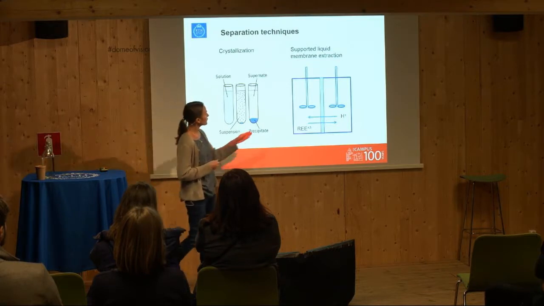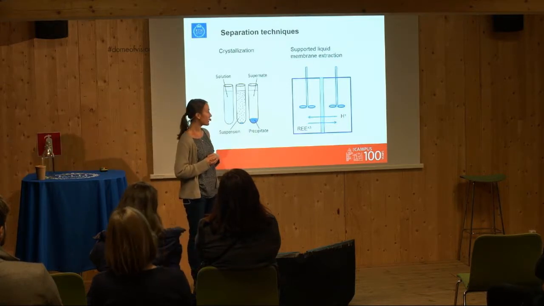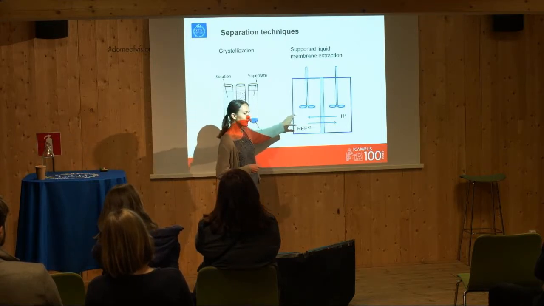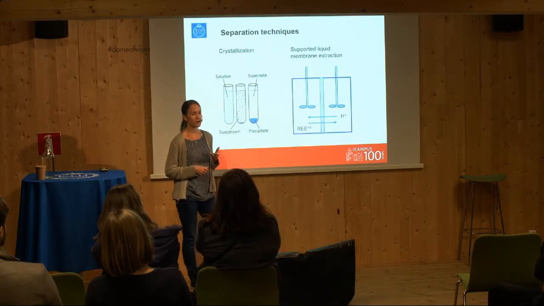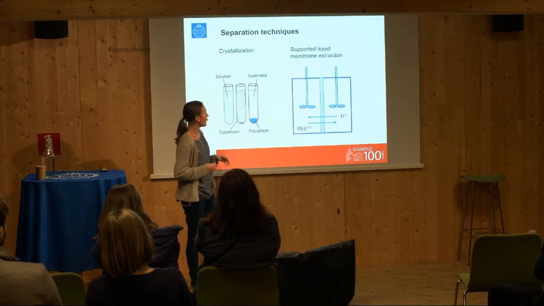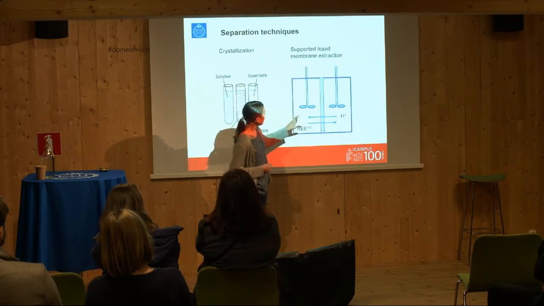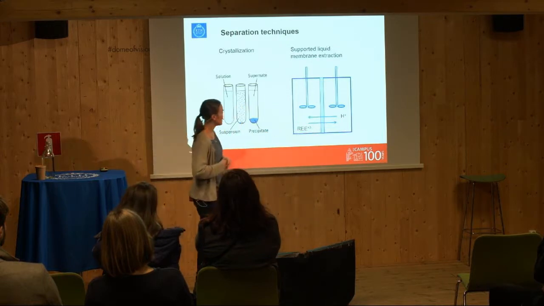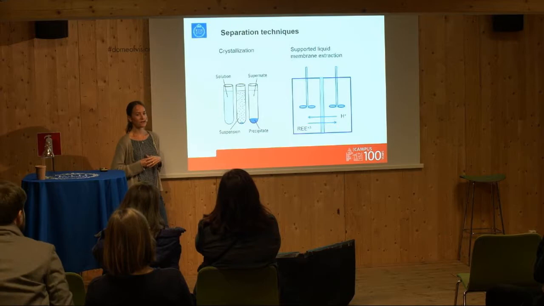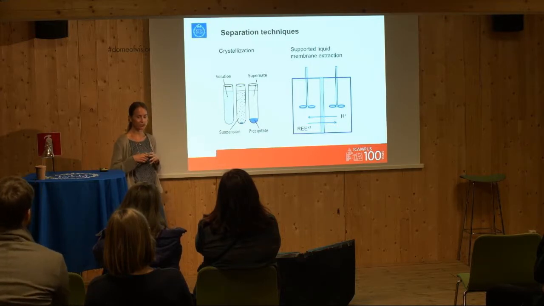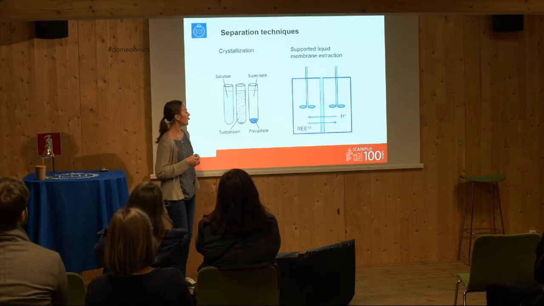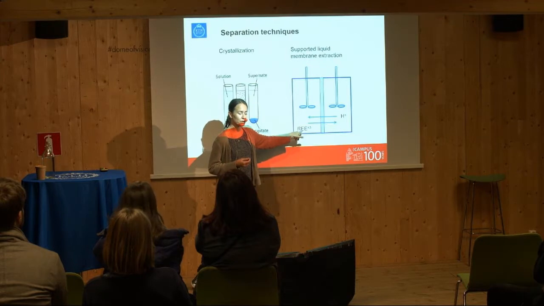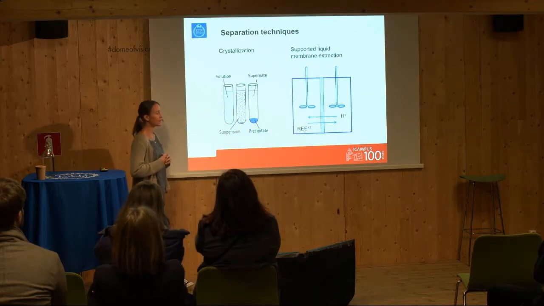Supported liquid membrane extraction is a specific type of solvent extraction operation. Here you have your feed phase, which contains a lot of different elements. And in our case, we want to separate out the rare earth elements from this mixture. And so you put this feed phase in contact with a membrane. And in the pores of this membrane, you put an organic phase. And the organic phase contains a diluent and extractant molecules. And the extractant molecules can then bind selectively to the elements you want to separate. So in our case, we use an extractant that binds specifically to rare earth elements.